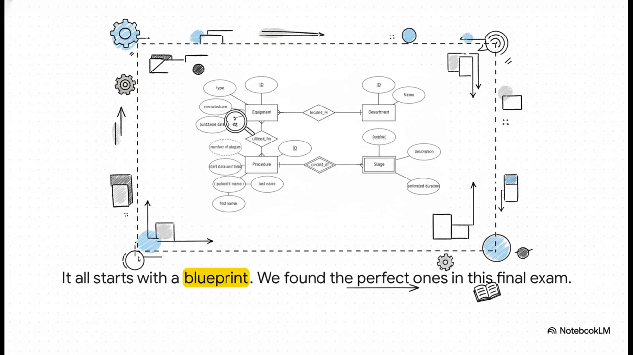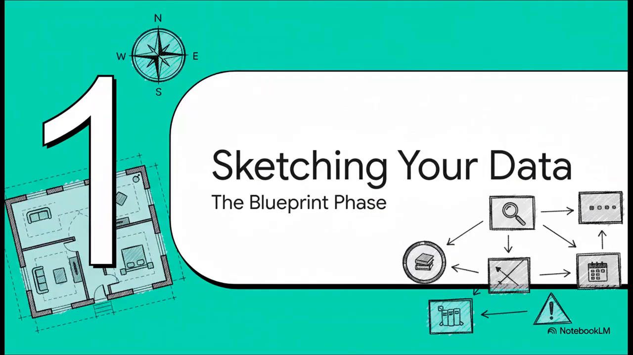You see, every great system starts with a plan, a blueprint that lays out every single connection before anyone writes a single line of code. And we found the perfect example of this whole process in a pretty unexpected place: the final exam for a Fundamentals of Database Systems course. So, our first step is all about that initial plan.